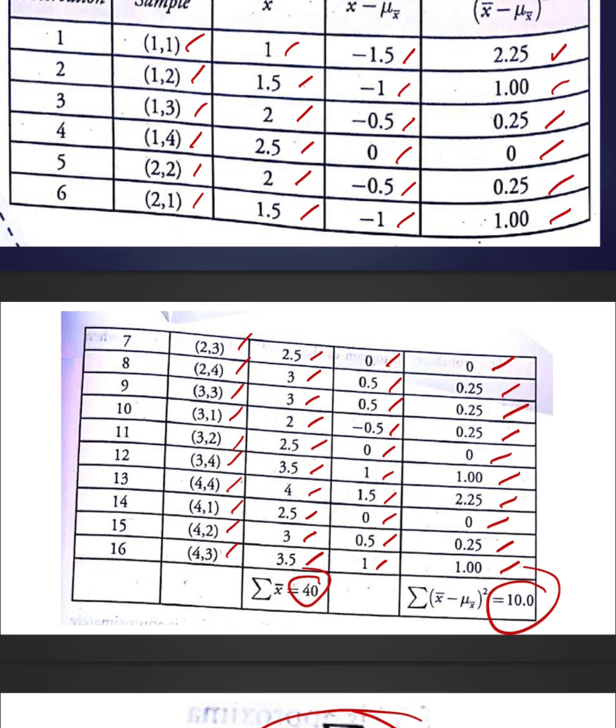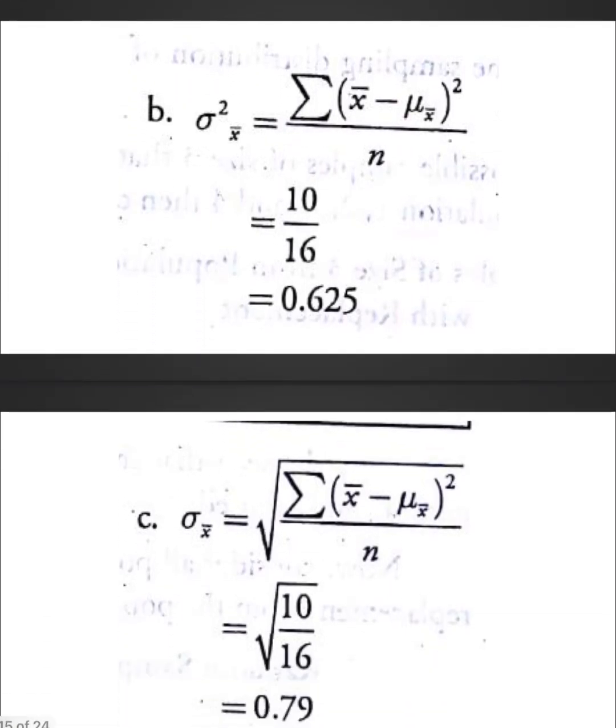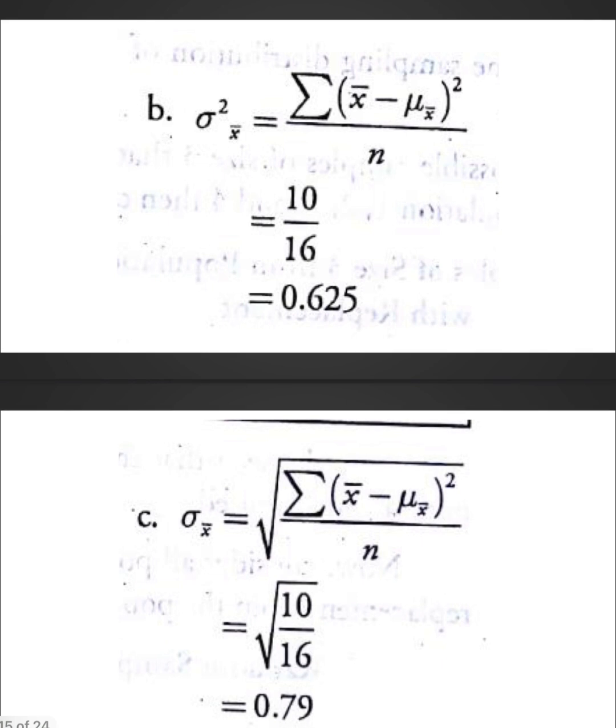Getting the summation of the sample mean minus the mean of the sampling distribution of means, squared, is equal to 10. Let's use this data to define the variance of the sampling distribution of means, denoted by sigma squared sub x bar, which is equal to the summation of the sample mean minus the mean of the sampling distribution of means, squared, divided by small n. Replacing it, we have 10 over 16, which is equal to 0.625. Now, to get the standard deviation of the sampling distribution of means, simply extract the square root of the variance of the sampling distribution of means.